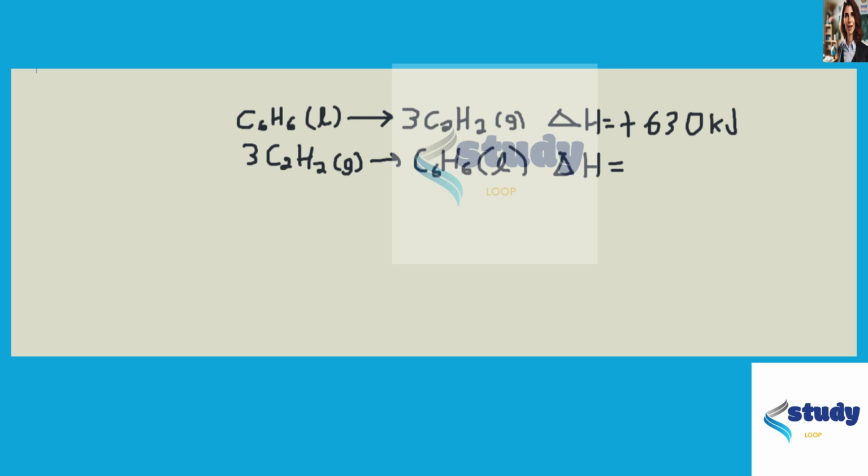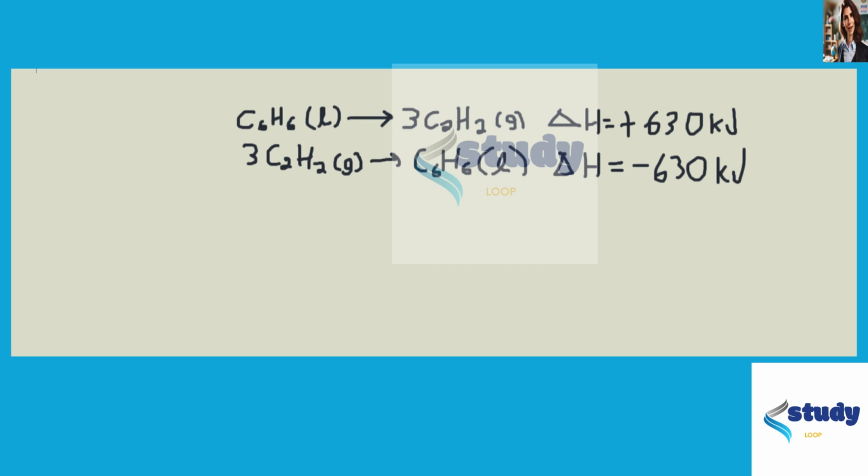For the reverse reaction, the change in enthalpy is just the opposite of what we see for the forward reaction up here. So the reverse reaction change in enthalpy is going to be minus 630 kilojoules.